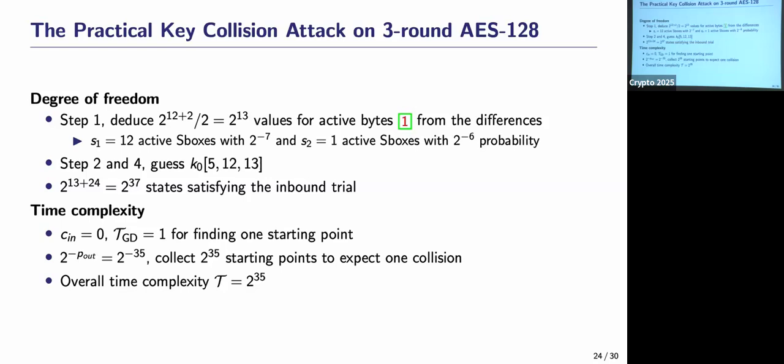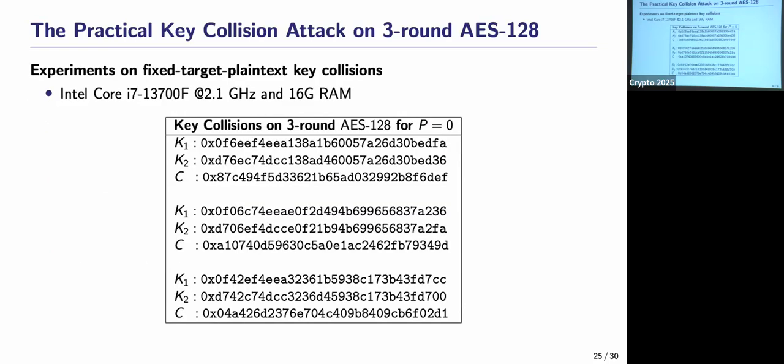Since there is no conflict in the inbound phase, the time of the GD to find one starting point is 1. Since the probability of the outbound phase is 2 to the minus 35, we need to collect 2 to the 35 starting points to expect one collision. The overall time complexity is 2 to the 35, and the memory complexity is negligible. We find K collisions in several hours on personal computer. Some collisions are given for verification.